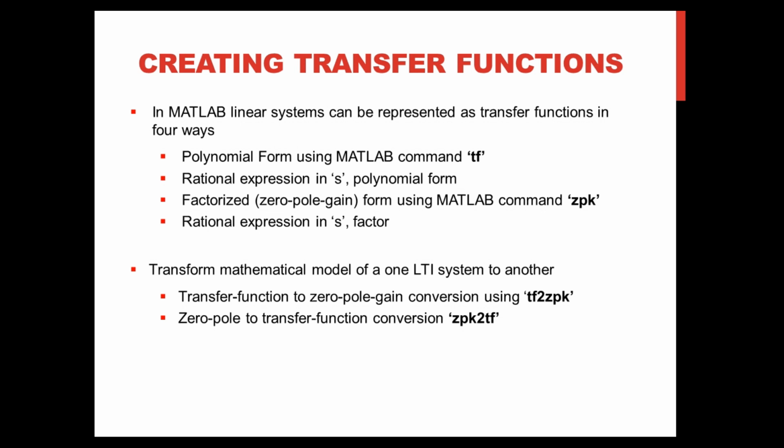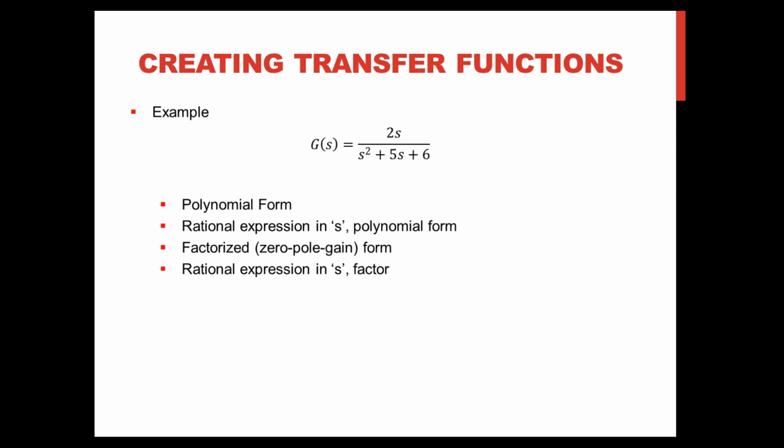We can also transform a linear time invariant system model from one form to another, for example, converting a linear time invariant system transfer function in polynomial form to factorized form using the MATLAB command TF2ZP, and converting from factorized form to polynomial form using the MATLAB command ZP2TF. Let's look at an example of how to create transfer functions in MATLAB using the system G(s) for each of the four methods discussed.